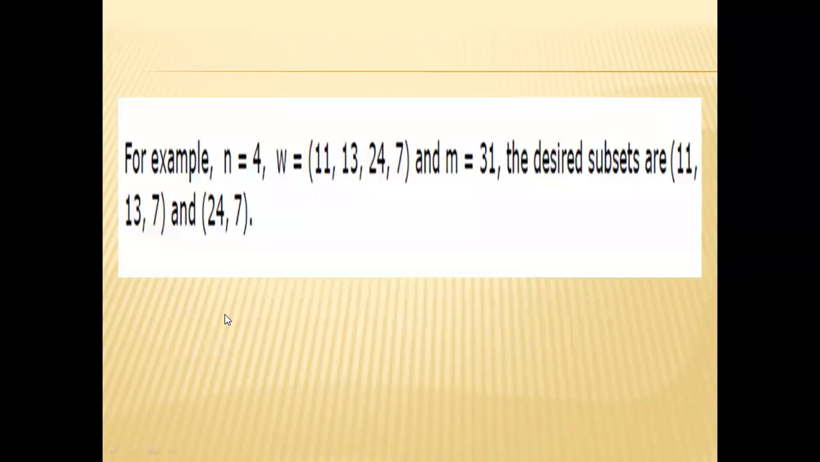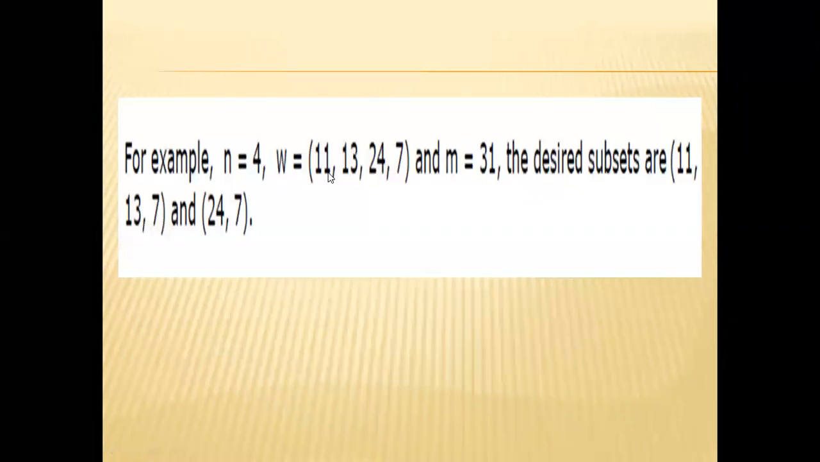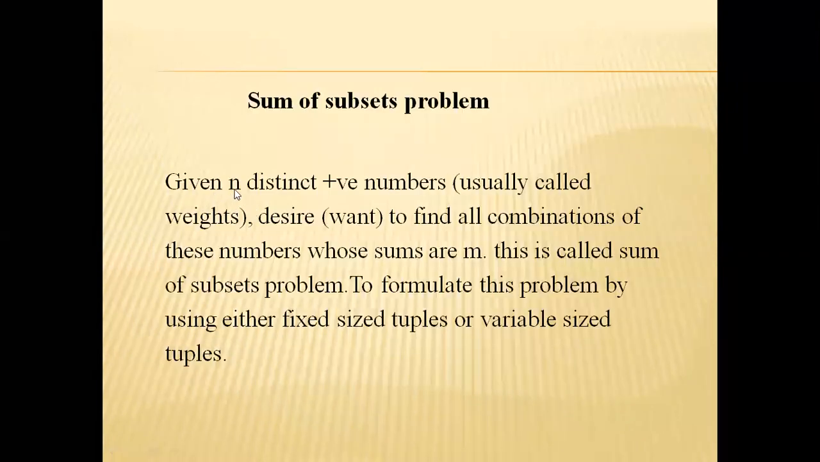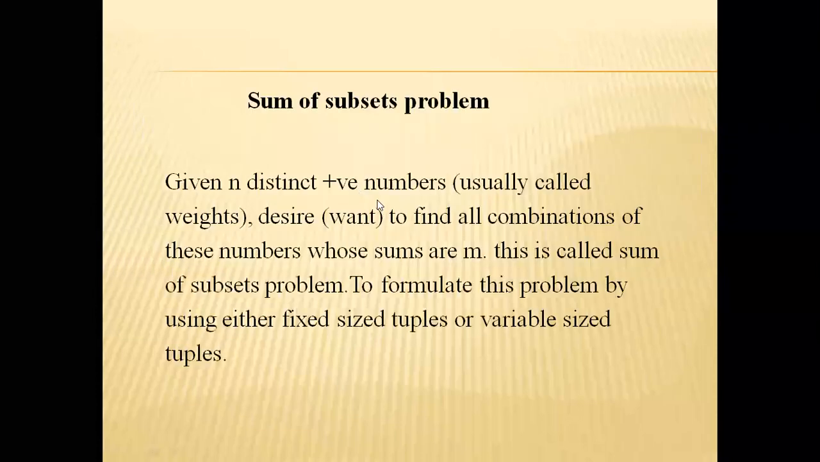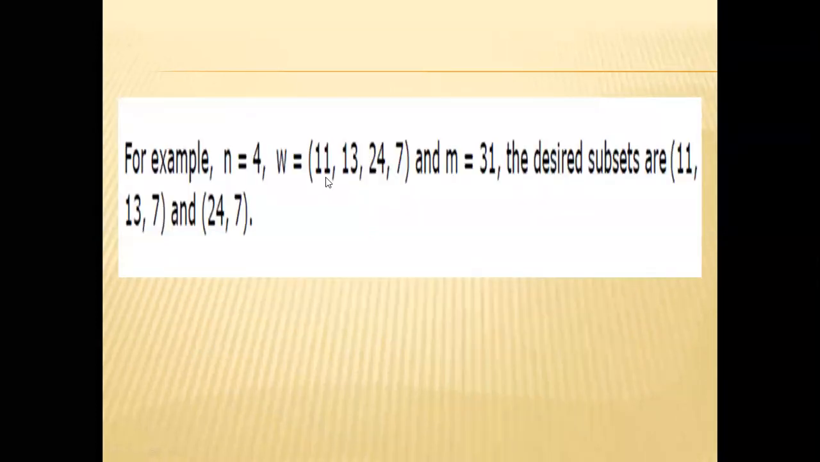For example, there are 4 different distinct values: 11, 13, 24, 7. In our problem, the given n distinct values are called weights. 11 is one weight, 13 is one weight, 24 is one weight, 7 is one weight. Suppose m is 31. Finding the sum means finding all the combinations of these weights whose sum is equal to 31.